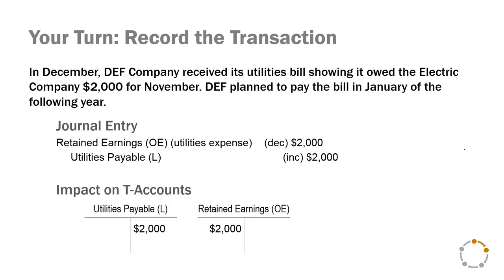Let's post these to the T accounts. The left side to retained earnings is posted on the left side of the retained earnings T account, and the right side entry to utilities payable is posted on the right side of the utilities payable liability account.